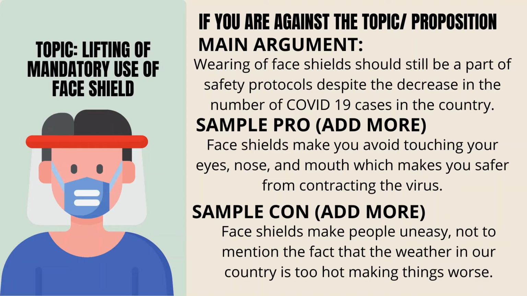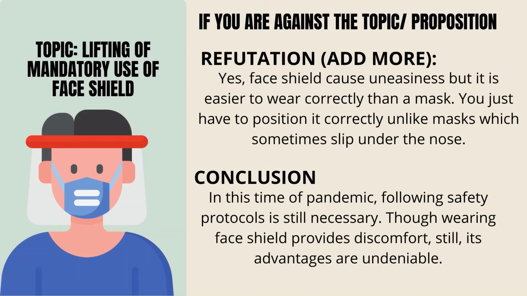Again, in writing a con, you must think of the possible negative side of it since you are in favor of using face shield. For the refutation part, you just have to answer the con or prove that still it is wrong. You may also state why you personally disagree with the lifting of mandatory use of face shield. For example, yes, face shield causes uneasiness, but it is easier to wear correctly than a mask. You just have to position it correctly, unlike masks which sometimes slip under the nose.